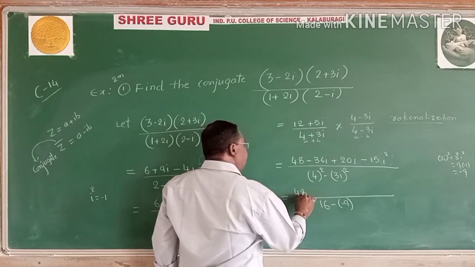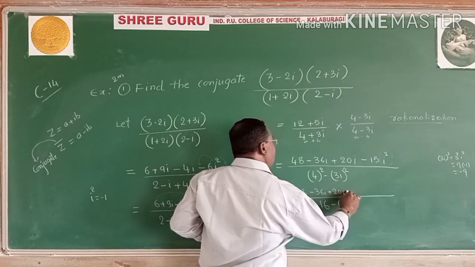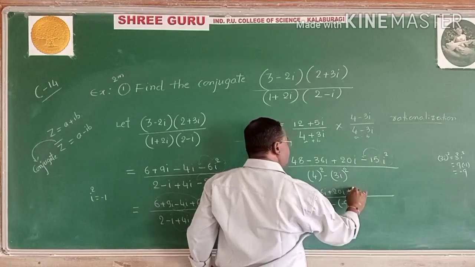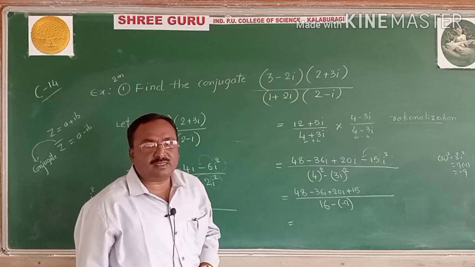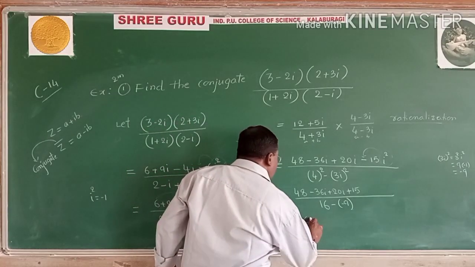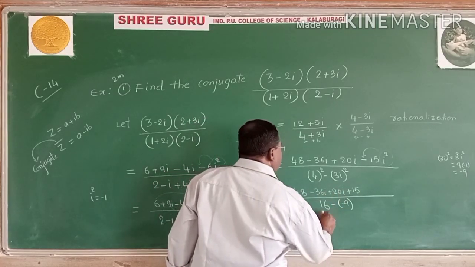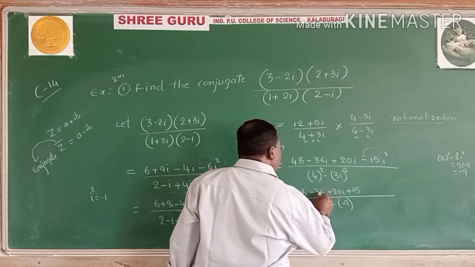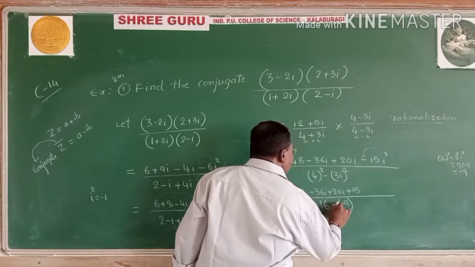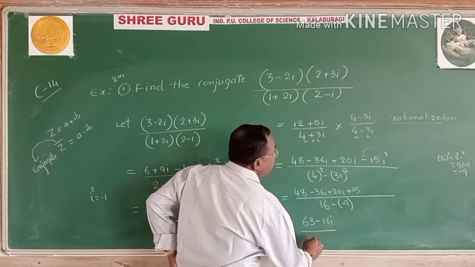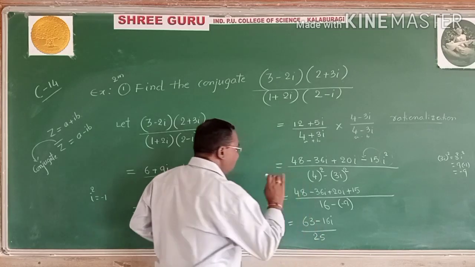48 minus 36i plus 20 i square, where i square value is minus 1, so minus plus, equals 48 plus 15, which is 63. Then minus 36i minus 20i, here 36 minus 20 is, minus 16i, divided by 16 plus 9. 16 plus 9 is 25. This is a complex number.